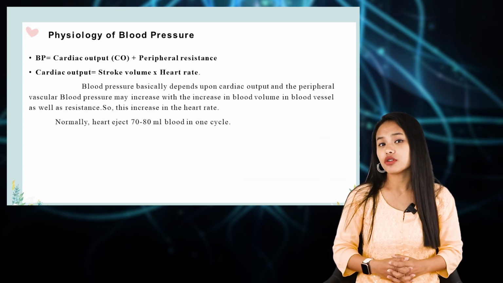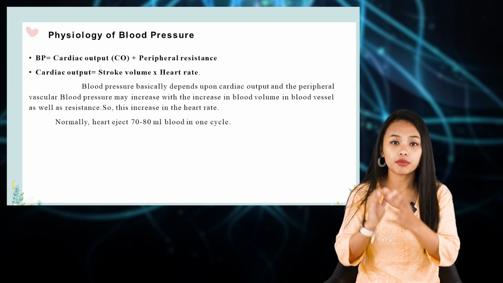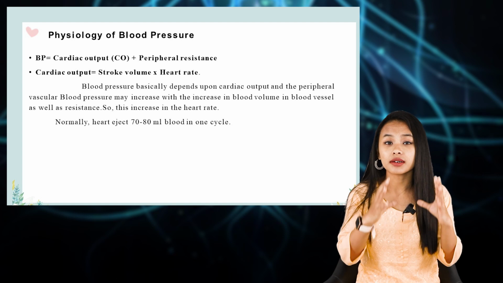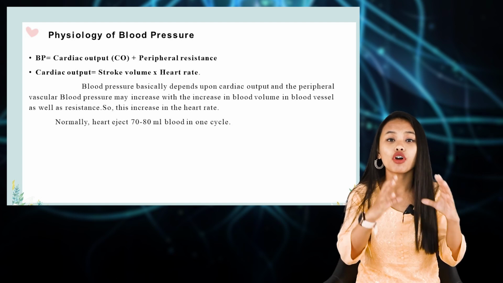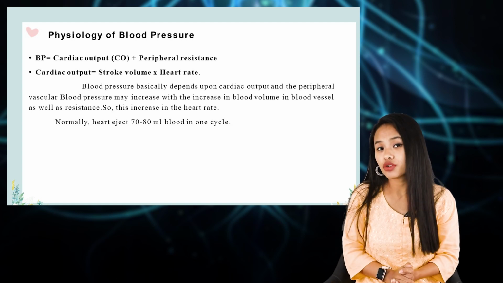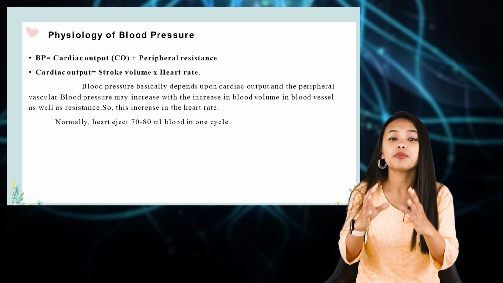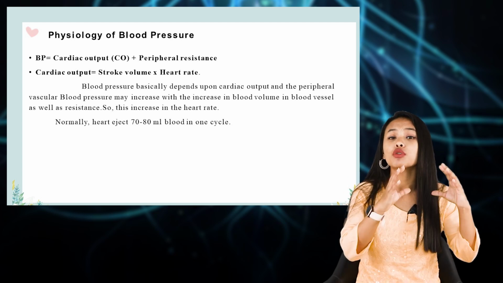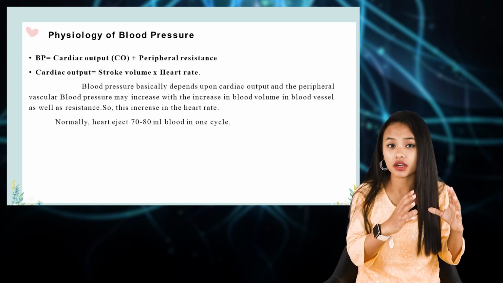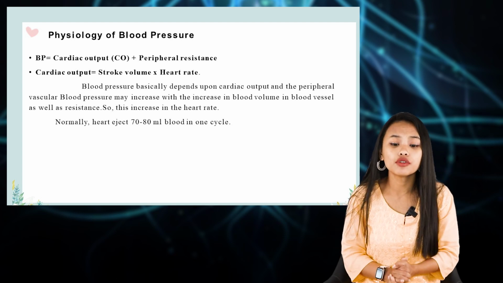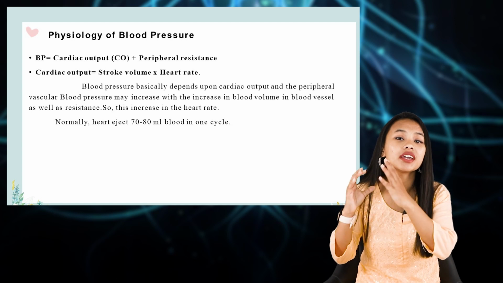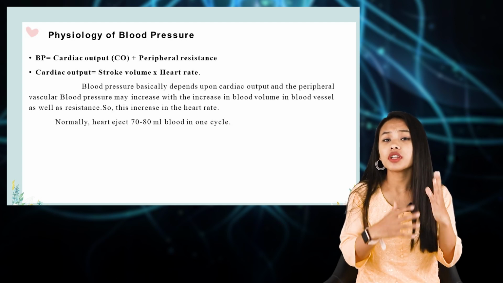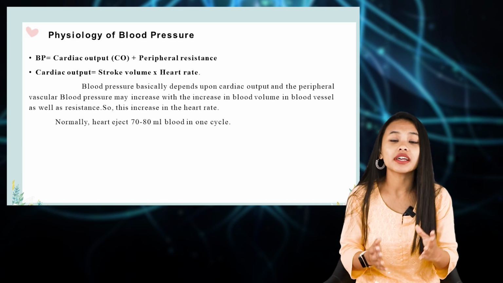Now next, moving on to the physiology of blood pressure. As we all know, in order to get the correct value of the blood pressure of an individual, we need to know the cardiac output and the peripheral resistance. So how will you know the cardiac output? You will get to know the cardiac output only if you know the stroke volume and the heart rate of an individual.